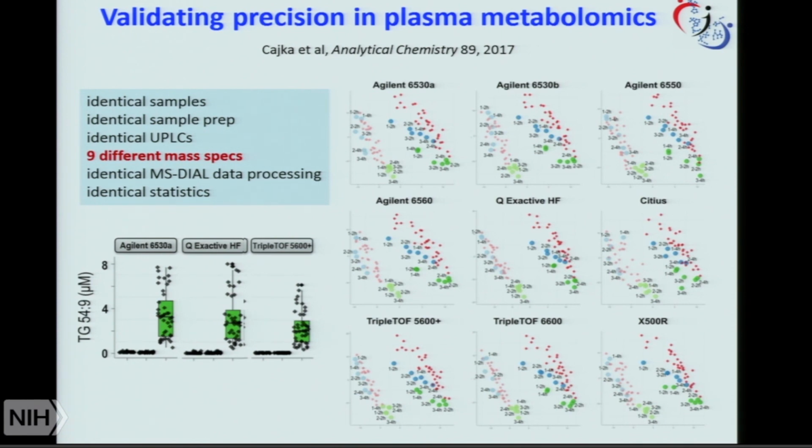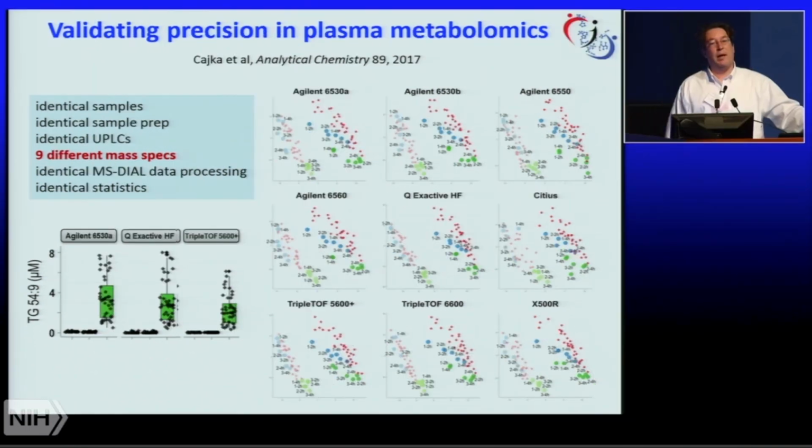We can standardize a lot of things, but we will not be able to standardize the actual machine that people will use, because in capitalism we like competition, so there will be different companies offering machines. We used here the same 155 human plasma samples and first published the biology, and then we published method validations on top of them. We repeated the same analysis 9 times with 9 different mass spectrometers from different vendors.